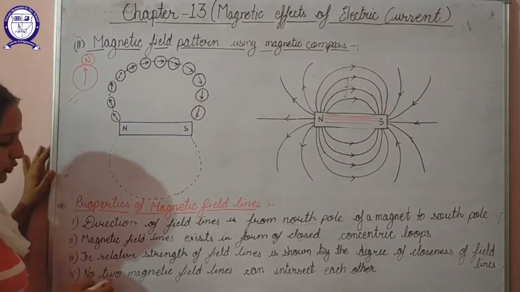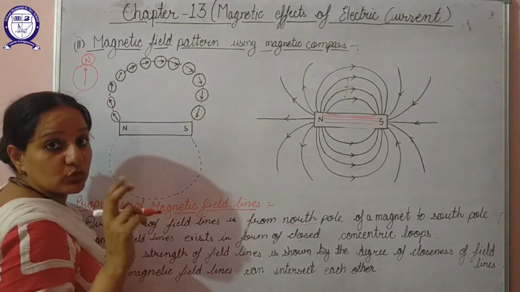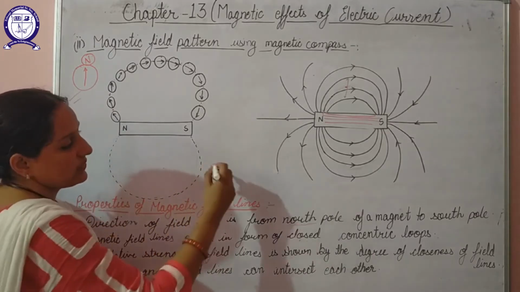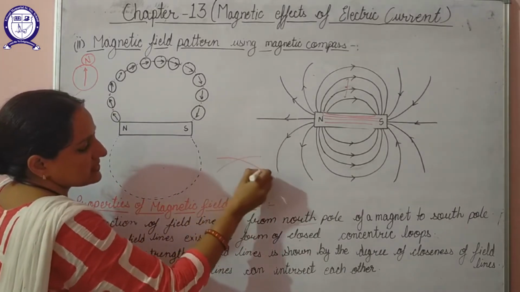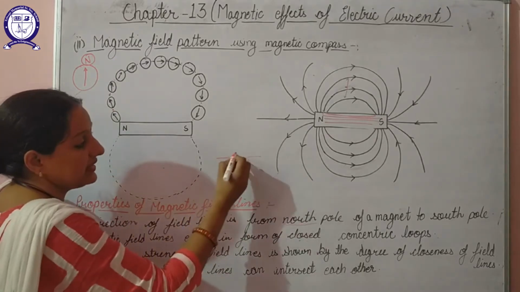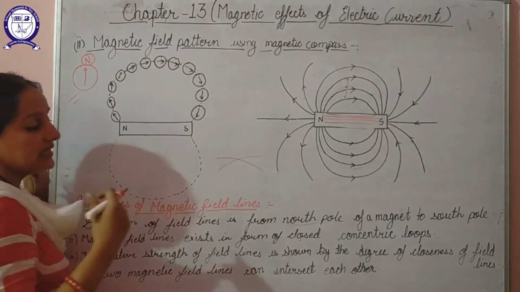And the last one, that no two magnetic field lines can intersect each other. That means two magnetic field lines can never intersect each other. We can also explain this. Suppose we consider that two field lines are intersecting, and let this be the point of intersection of these two field lines.